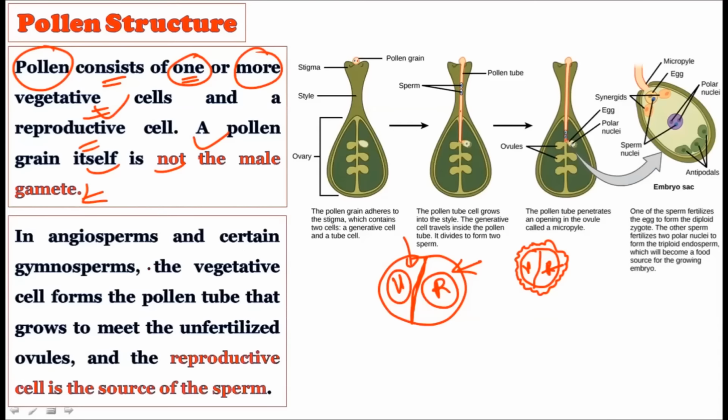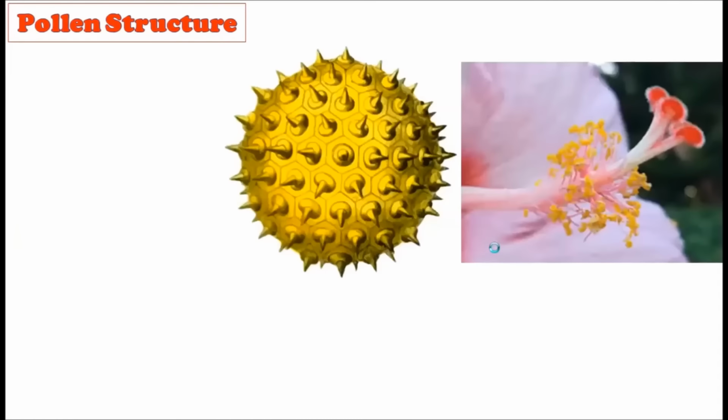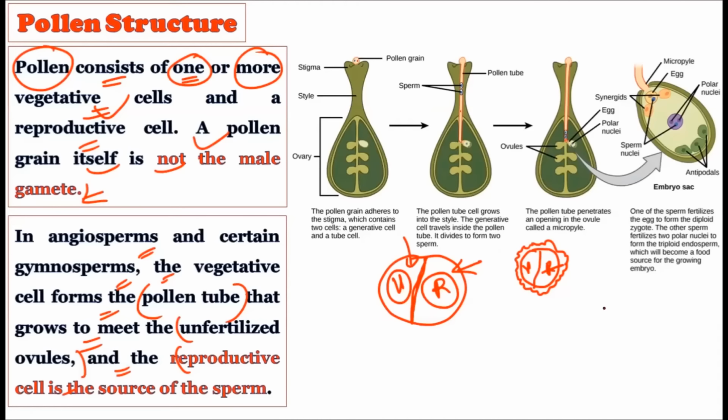Okay, see, in angiosperms and in certain gymnosperms, the vegetative cell forms the pollen tube that grows to meet the unfertilized ovule, and the reproductive cell is the source of the sperms. Okay, so here consider this is a pollen grain, and this is a vegetative cell, and this is a reproductive cell. Now what is the function of this vegetative cell? This vegetative cell will form the pollen tube to reach to the ovule, okay, to reach to the egg, right?